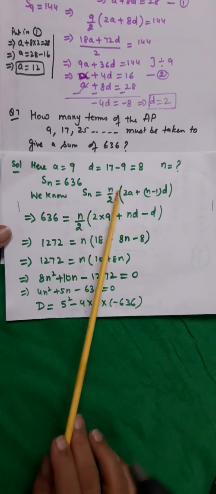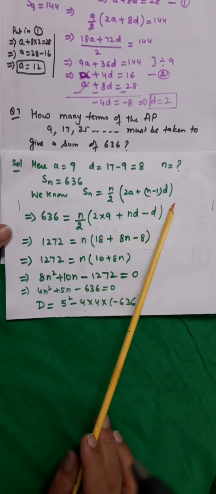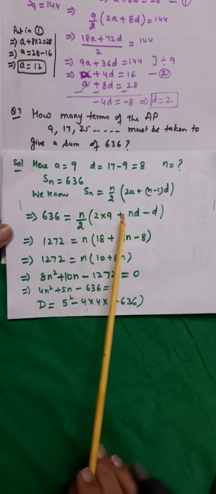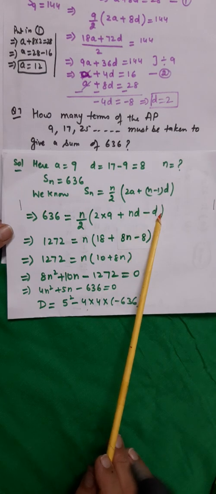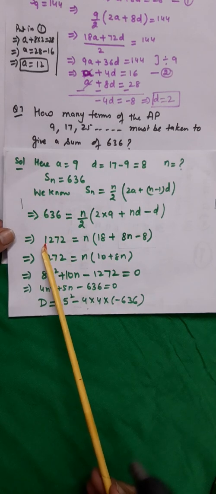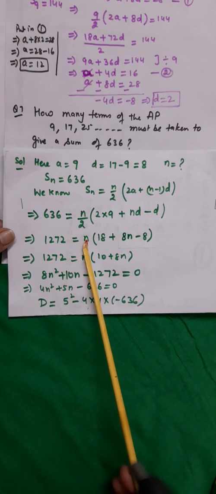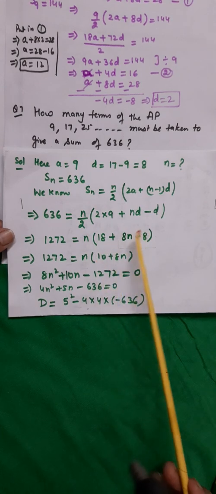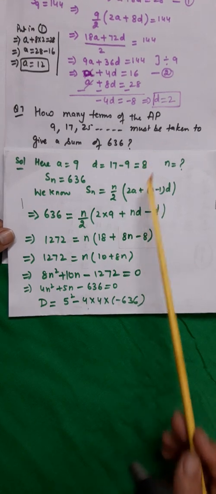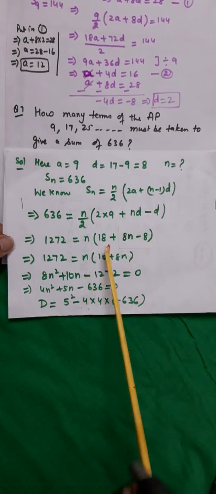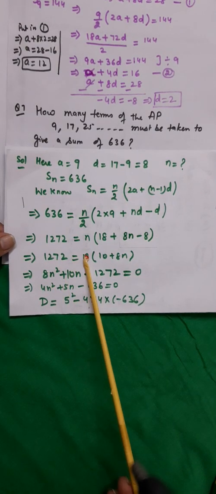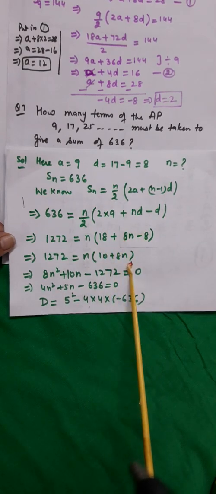We know Sn is equal to n by 2 into (2a plus (n minus 1)d). This implies 636 is equal to n by 2 into (2a plus nd minus d). Multiplying it here, this 2 will be multiplied with this. So I have 1272 is equal to n times (18 plus 8n minus 8). Why? Because d is 8, so I substitute 8 here. So it becomes this. Now 1272 is equal to n times (10 plus 8n).